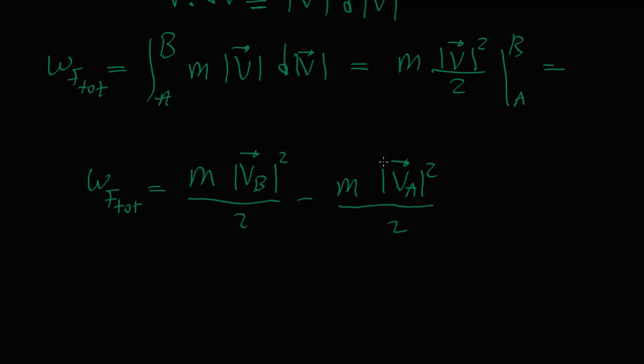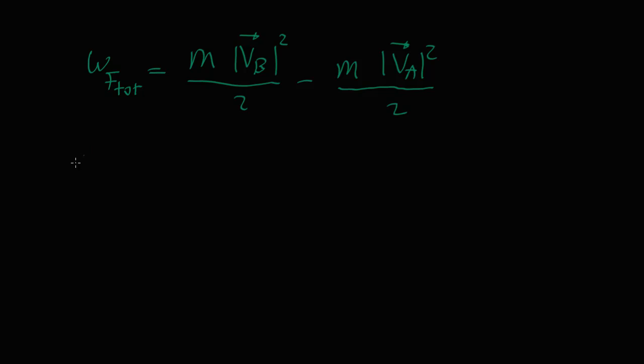But you can see that this is just the kinetic energy. This is the definition of kinetic energy. Kinetic energy, we show it by T. By definition, it's just m v squared over 2. So I can now say that this equation is basically TB, the kinetic energy at point B, minus TA, the kinetic energy at point A.